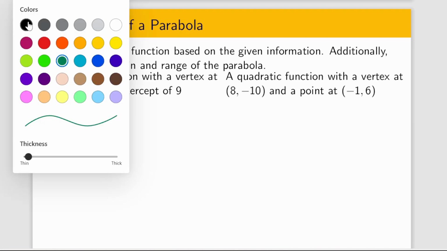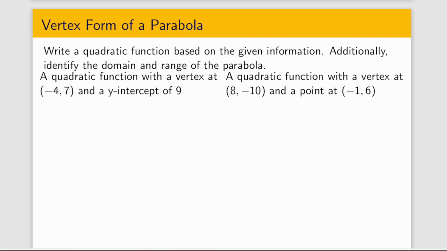Another common way that you might be asked to think about quadratic equations is that you are given information about the quadratic and then you have to write the equation. So not necessarily given the graph, but given the information in some other way. So it says we have a quadratic function with a vertex at -4, 7 and a y-intercept of 9.